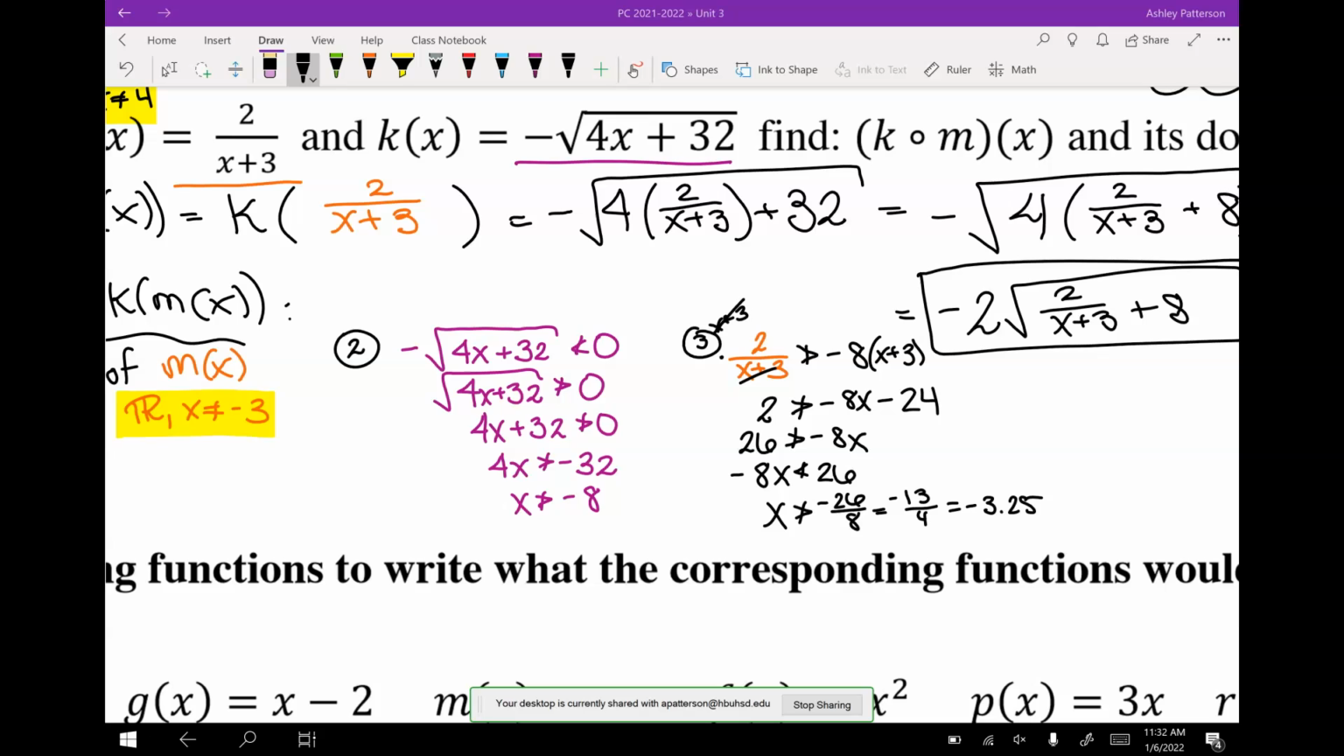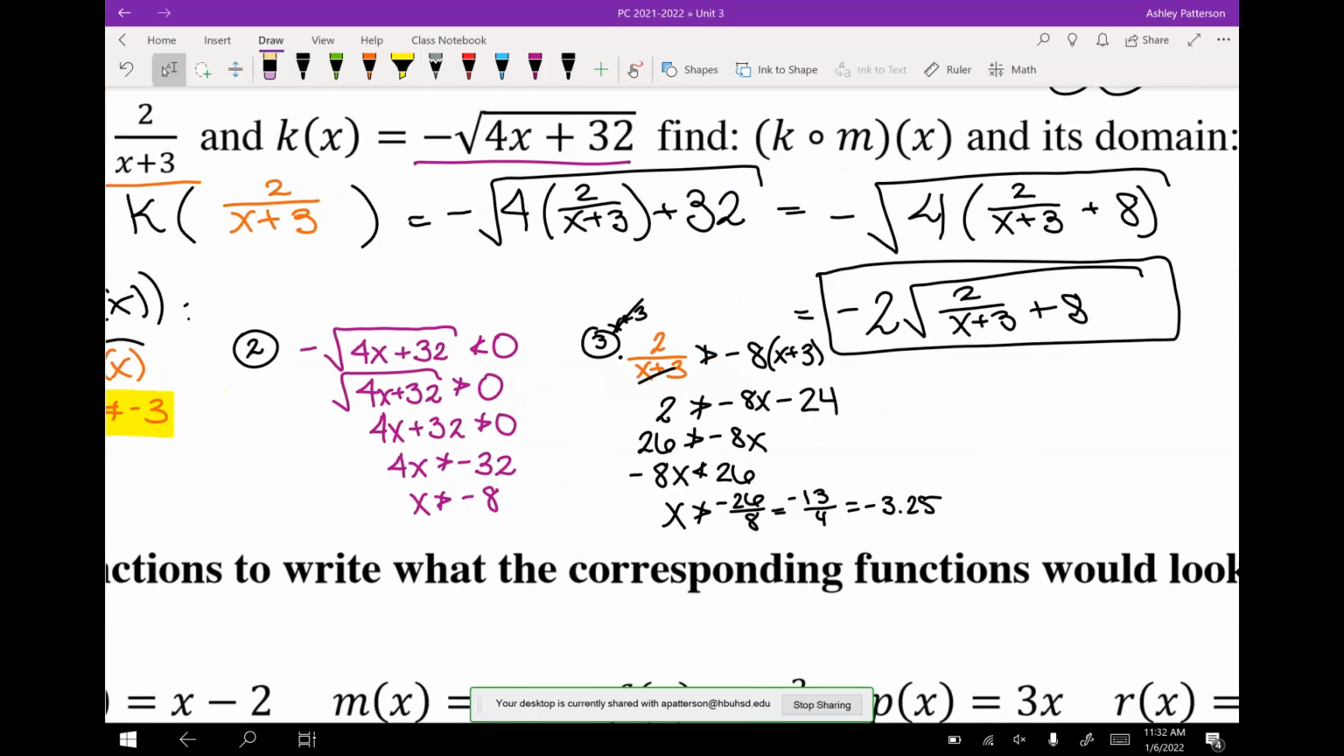Okay, if x can't be greater than negative 3.25, what must x be? Think opposite. If it can't be greater than, beautiful, less than or equal to. Perfect. So this is also going to be included.